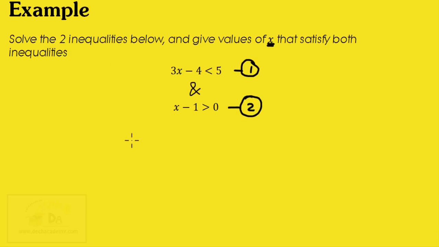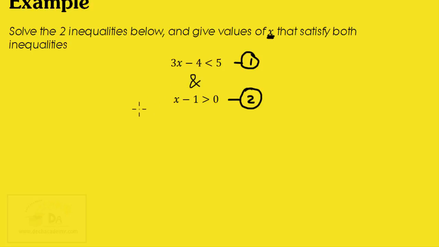So what we're going to do is solve each inequality separately. We know how to solve inequalities involving one variable. We just make that unknown variable the subject. So for inequality 1, which is 3x minus 4 is less than 5, we make x the subject of the formula. So let's get rid of the minus 4.